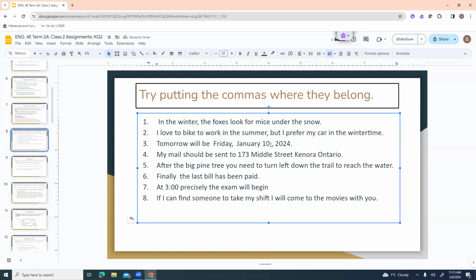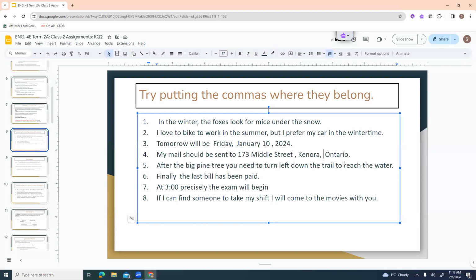"My mail should be sent to 173 Middle Street Kenora Ontario." Okay, so here we separate the street, Middle Street, from the city, from the province. If there was any doubt as to what country it was in, then you would also put the country. Like there is a London, Canada. There's also a London in England. So you might need to put it down if there was some confusion of the matter.